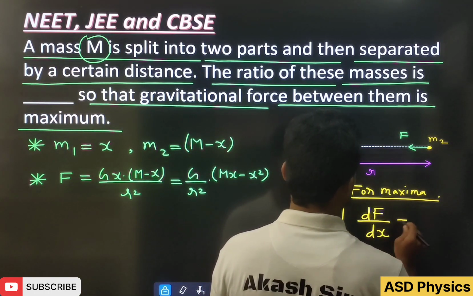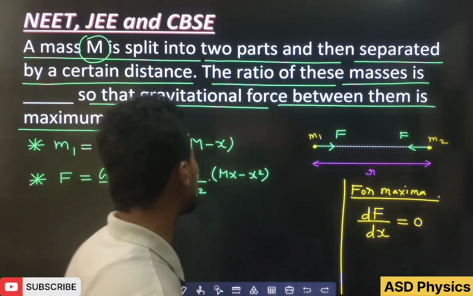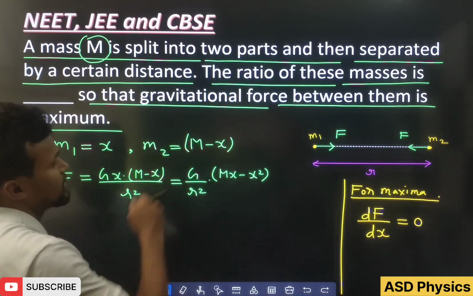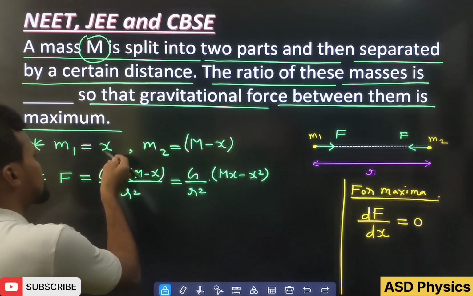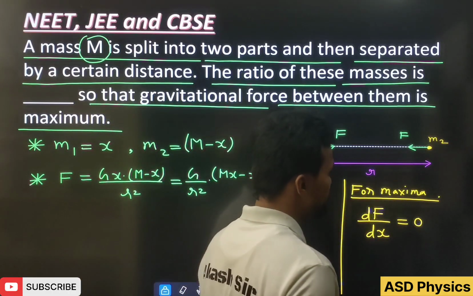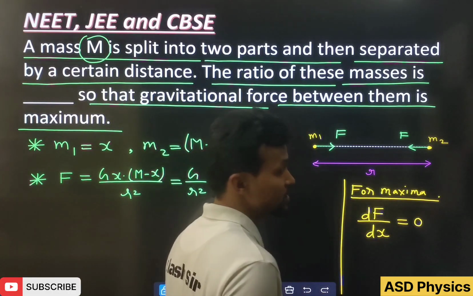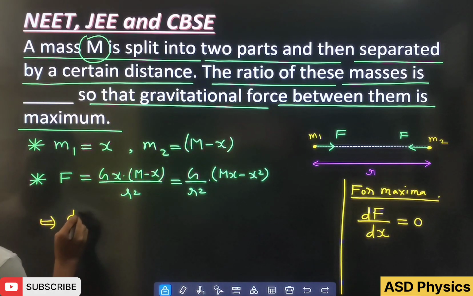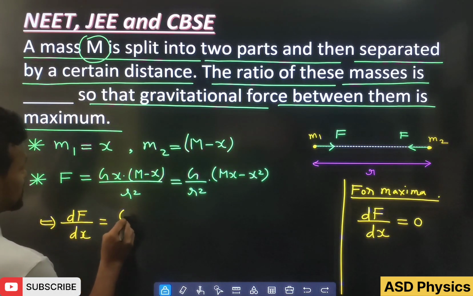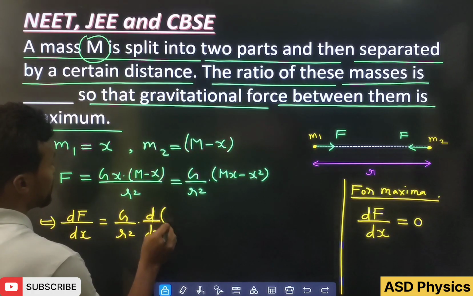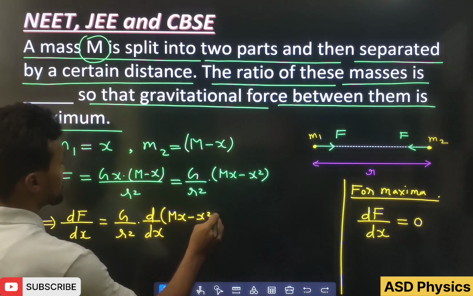So for the maxima, dF by dx will be 0. Why am I doing dF by dx? Because this x is the variable. X can be anything. Like if x is M by 3, this has to be 2M by 3. If x is M by 4, this has to be 3M by 4. So x is the variable. For maximum force, dF by dx should be 0. Remember that. So I am going to calculate dF by dx from this. G by R square is constant, and I will write d by dx of Mx minus x square.